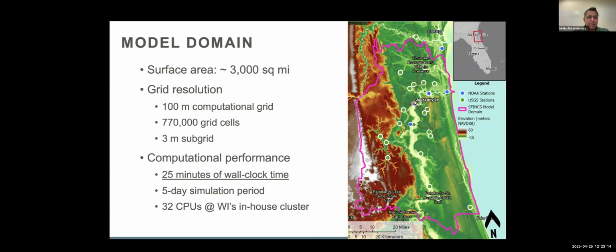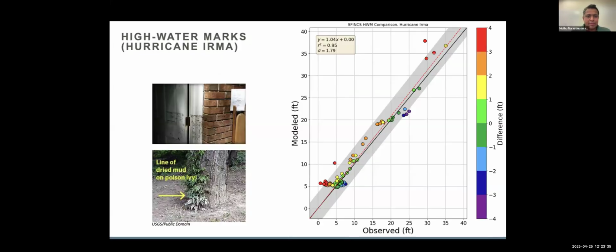For the Sphinx model, we set up about a 100-meter computational grid with a 3-meter subgrid, and this worked really well. We were able to run this on our in-house cluster in about 25 minutes for a 5-day event, which was helpful for our purposes. It performed well for Irma. We looked at comparisons with both gauge data and high watermark data, and we were pretty pleased with how it performed.